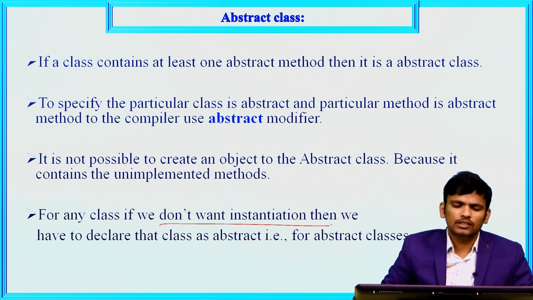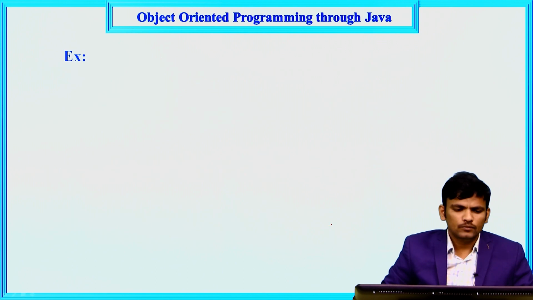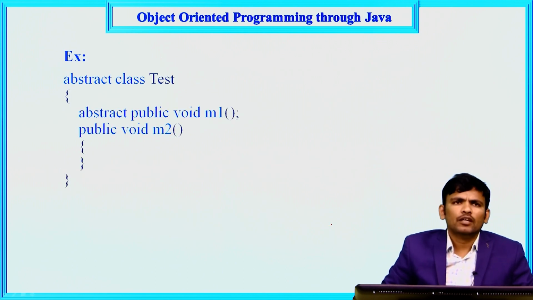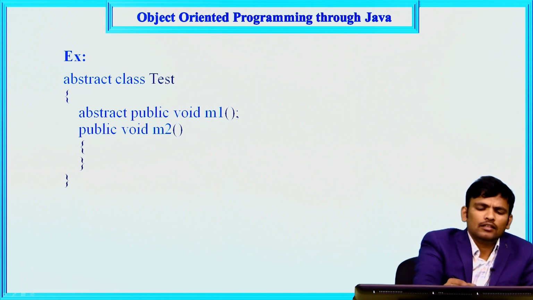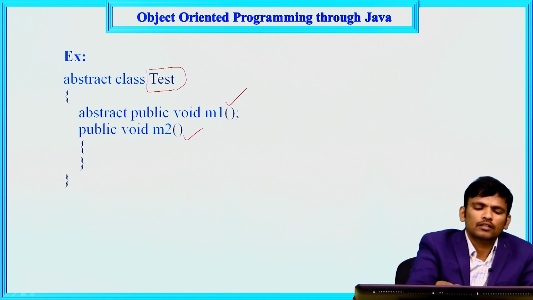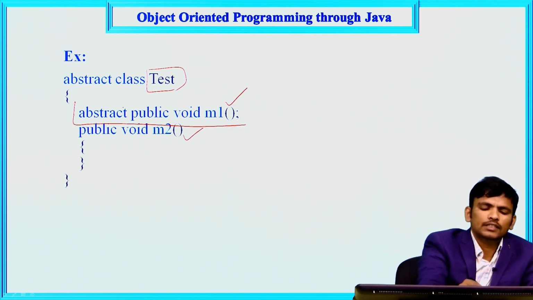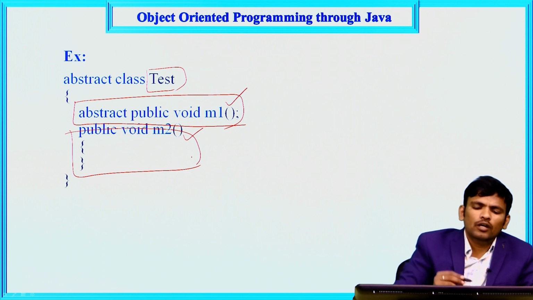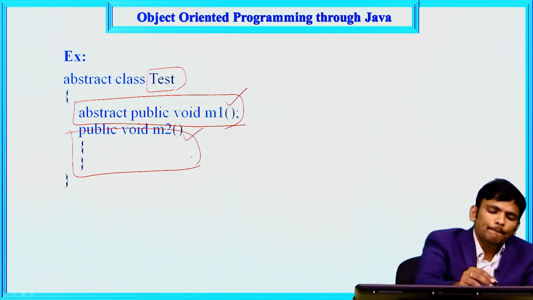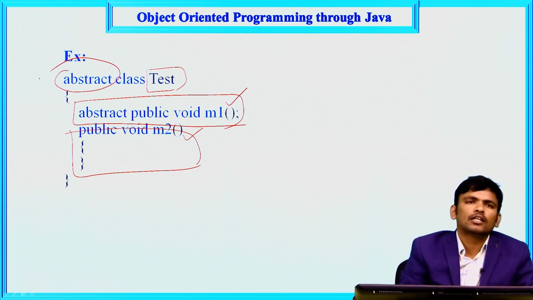So in such cases, you can declare that class with the abstract modifier. Suppose you take an example: the class is a test class, which contains an abstract method and a normal method. This one is a normal method, and the first one is the abstract method. So if at least one abstract method is there, we compulsorily need to declare that class with the abstract modifier. Otherwise it will throw a compile time error.